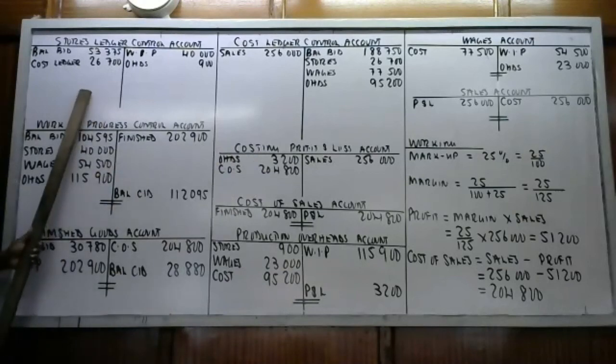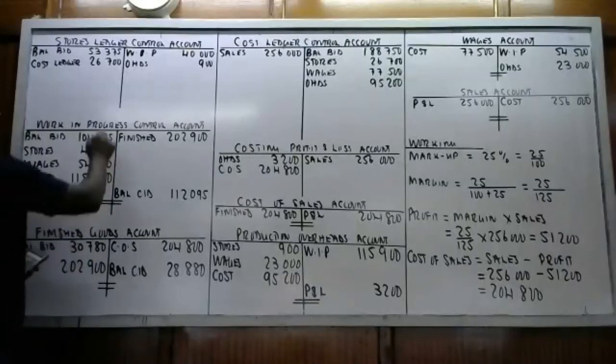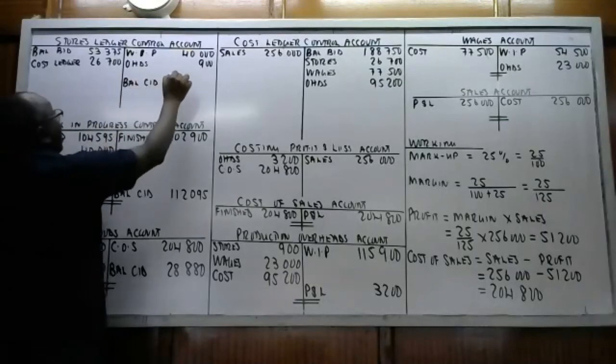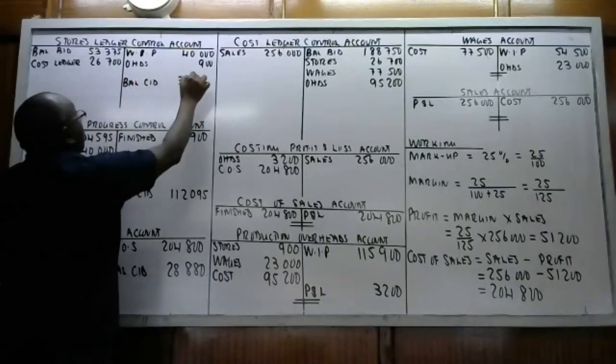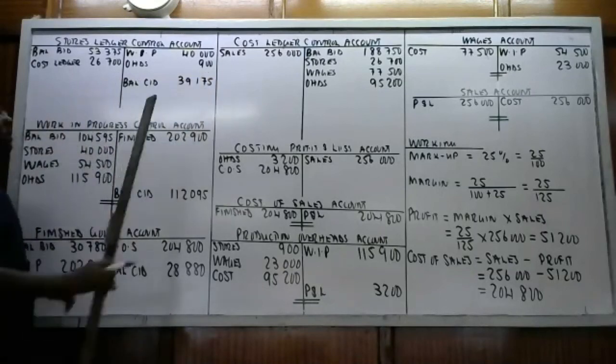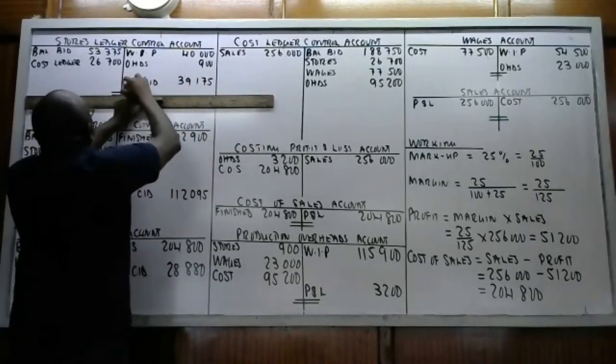Now let's come to the stores ledger, which remains. For the stores ledger, let's get the balancing figure. 53,375 plus 26,700 minus 4,900. So the balance carried down is 39,175.